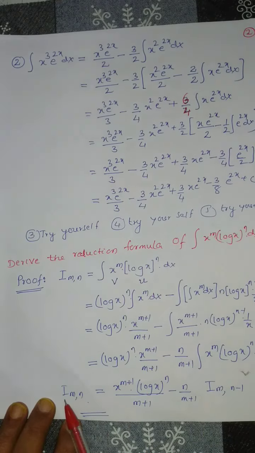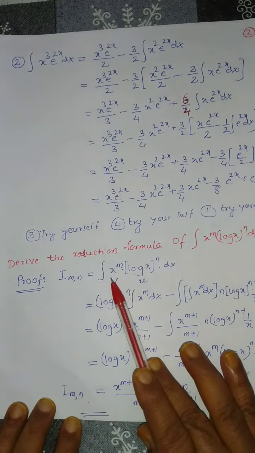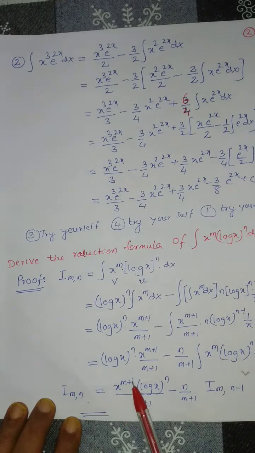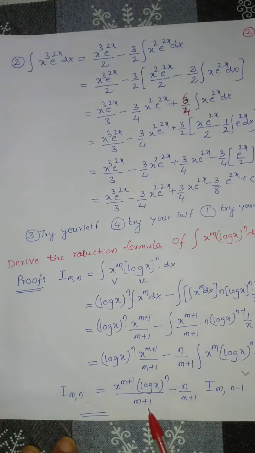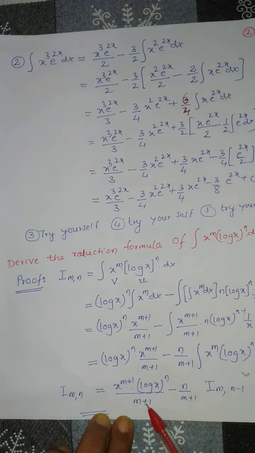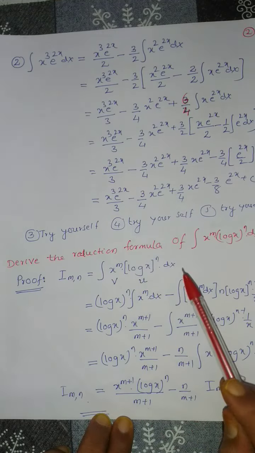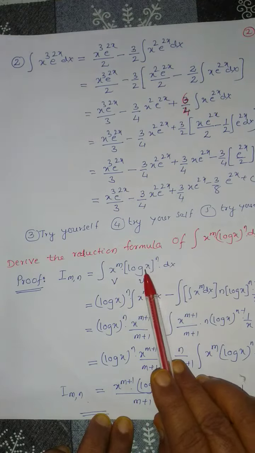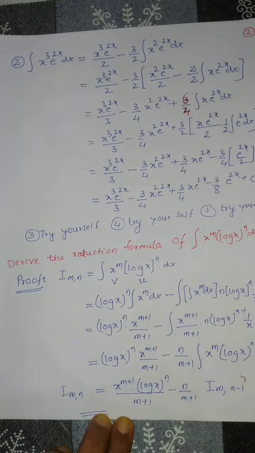So it is I_mn, meaning the integral of x raised to m log x raised to n is x raised to m plus 1 times log x raised to n divided by m plus 1. It means log x raised to n as it is, only x becomes x raised to m plus 1, divided by m plus 1, minus, x raised to m as it is, but log x becomes n minus 1, log x raised to n minus 1.